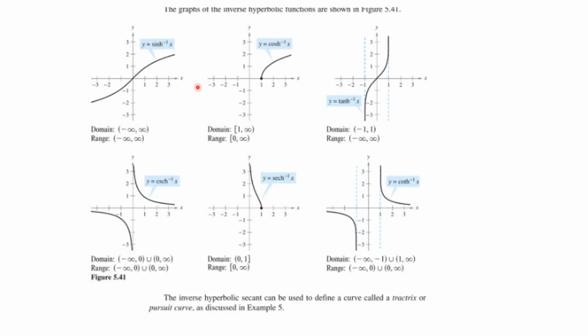And they have graphs. So this is the graph of the inverse hyperbolic sine, inverse hyperbolic cosine, inverse hyperbolic tangent, and so on. Now, the inverse hyperbolic secant, which is this curve right here, can be used to define a curve called a tractrix or pursuit curve. And this actually has a lot of applications in military matters and things like that. And we'll look at an example of that momentarily.